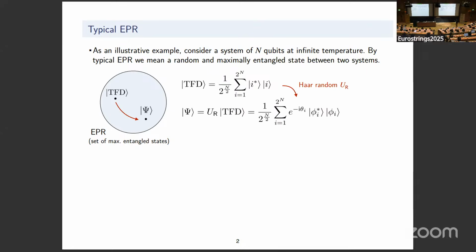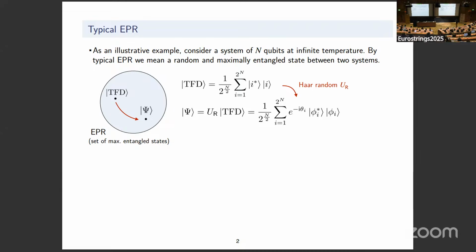So a typical EPR is essentially a generic point in this set. So the thermofield double is very non-generic. In order to define generic, you need to specify some measure. And the natural measure, which is inherited from the natural measure in the space of unitaries, is essentially the Haar measure. So the point is that a typical EPR can be constructed by applying some random unitary to one of the two systems in the infinite temperature thermofield double. And this will land us at a generic point in this set.